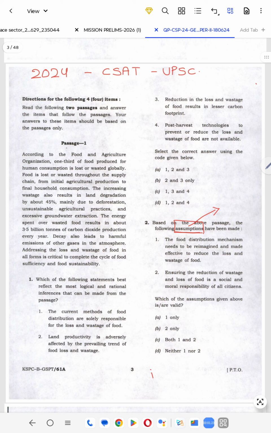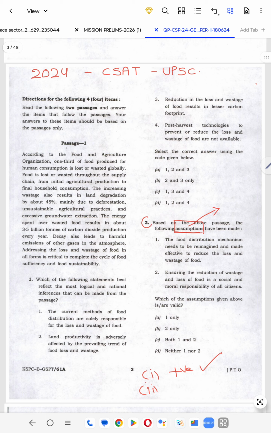So remember 2 points here. Number one, always look for positive statements. Positive statements are always right regarding assumptions, 99.9%. Second statement, most important point. If you're having any confusion whether that statement is really right or wrong, just remember one thing.